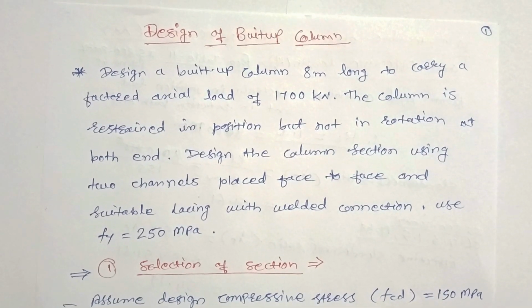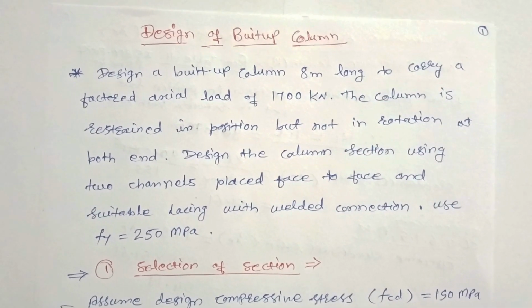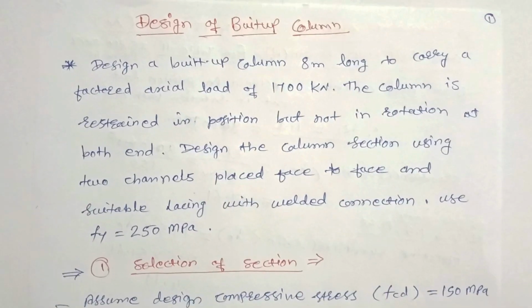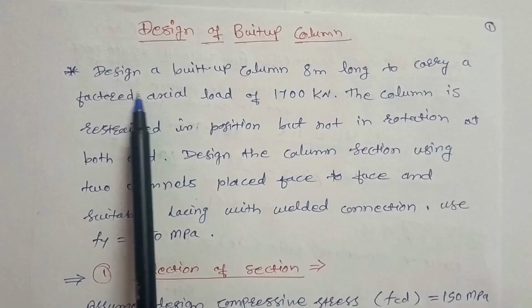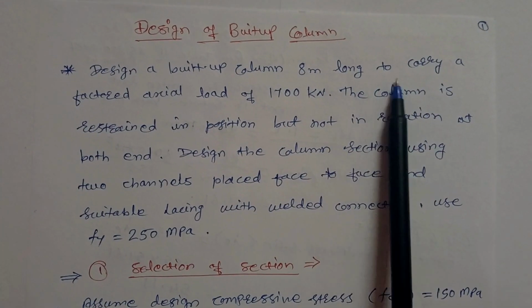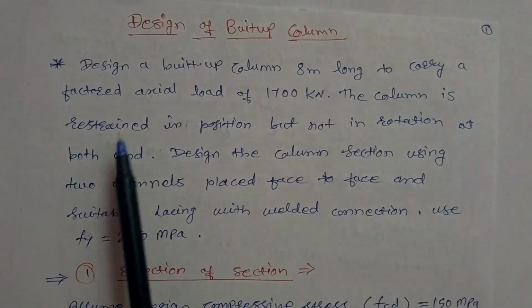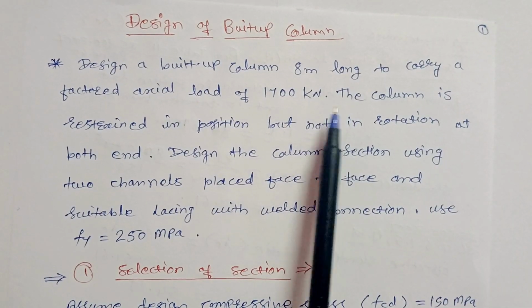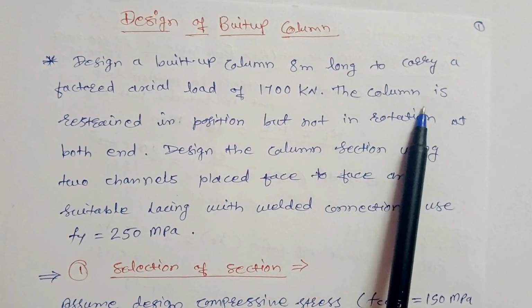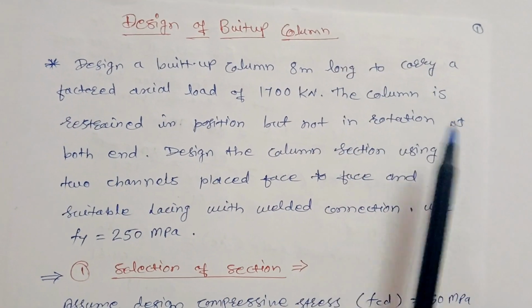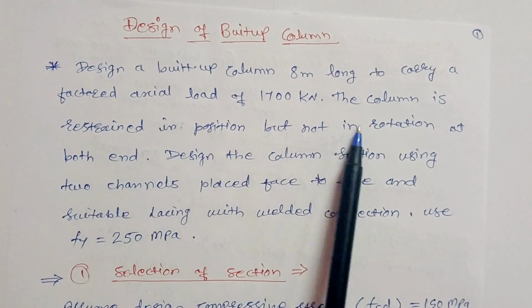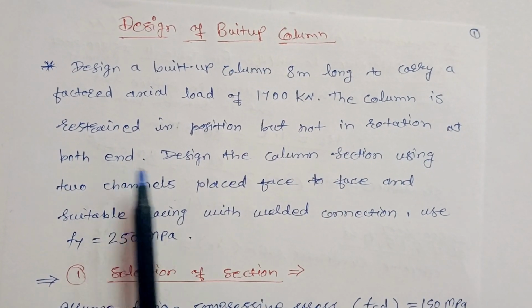Today we will learn about the design of built-up column. So for today's numerical, this one is the given. Design a built-up column 8 meter long to carry a factored load of 1700 kilonewton. The column is restrained in position but not in rotation at both ends. This is the condition given.